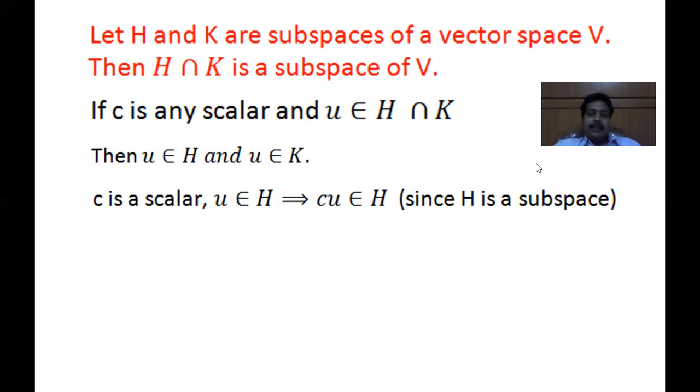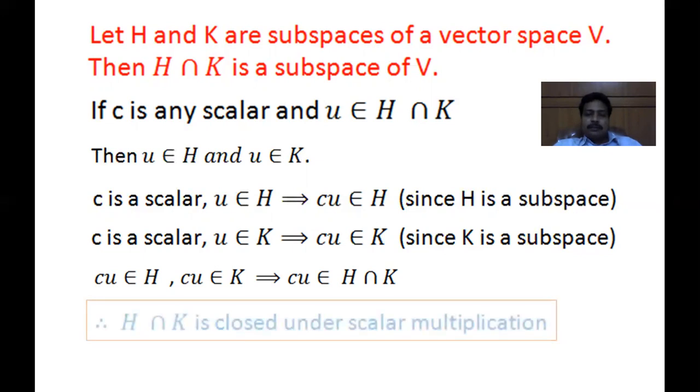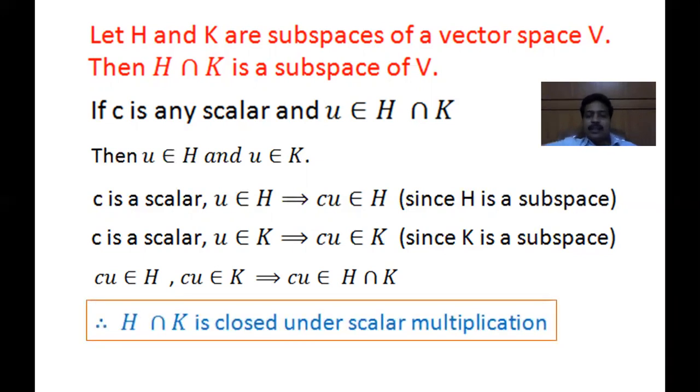Similarly, since K is also a subspace, CU belongs to K also. U is in K also, and C is a scalar. K is a vector space. So by the sixth axiom, CU belongs to K. Now CU belongs to both H and K. So CU belongs to H intersection K. Now I can conclude that H intersection K is closed under scalar multiplication.